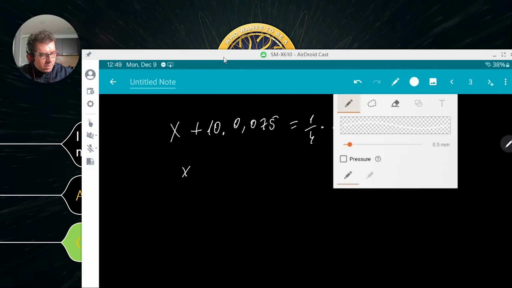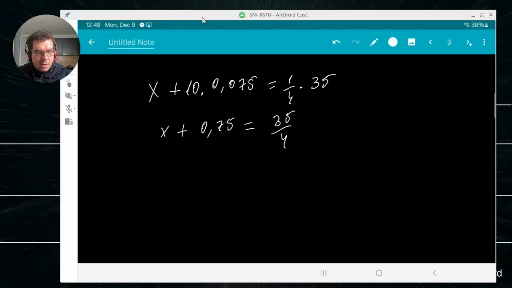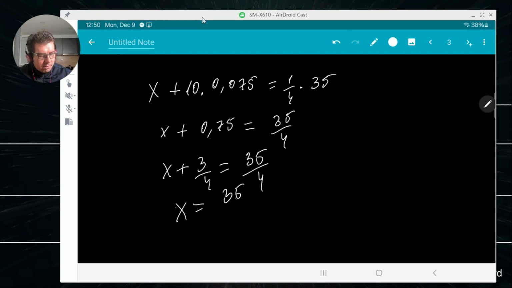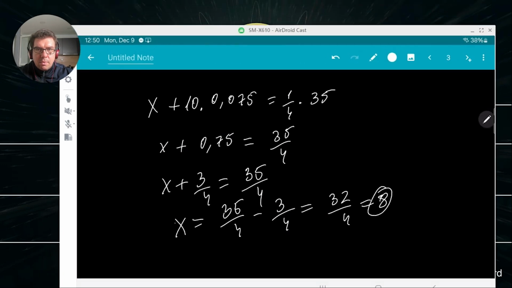So X plus 0.75 equals 35 over 4. Okay, we're going to use fractions here, it's easier. 0.75 in terms of a regular fraction is 3/4. Okay, so X plus 3/4 equals 35/4. X equals 35 over 4 minus 3 over 4, which is 32 over 4, which is equal to 8. And that's the answer. Let's go to the next one.